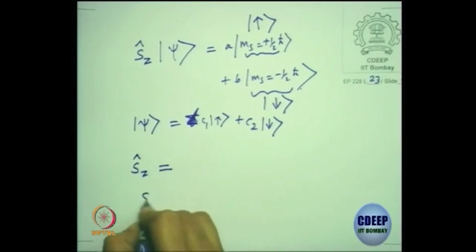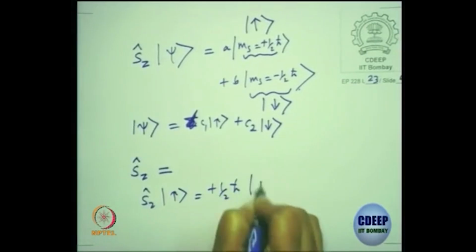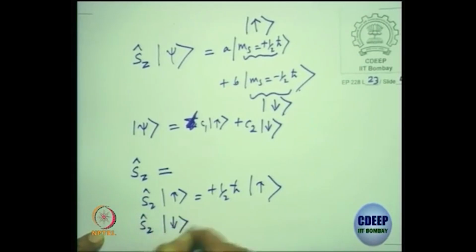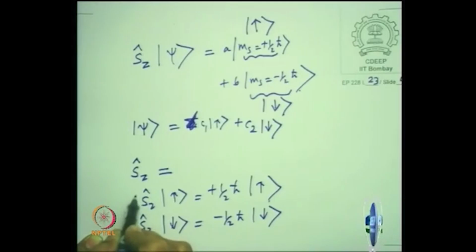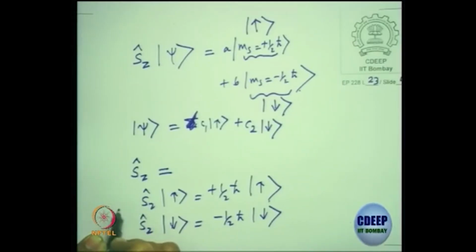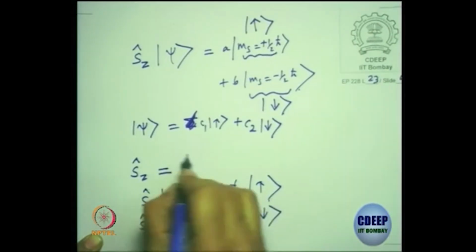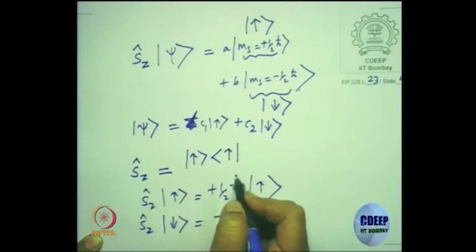Sz operator, Sz on up spin is plus half h cross up spin. Sz on down spin is minus half h cross down spin. Using these two, can we write the matrix operator? You can take the matrix element of this with up, that will give you non-zero. With down it will be 0. So what will that be, with what coefficient?